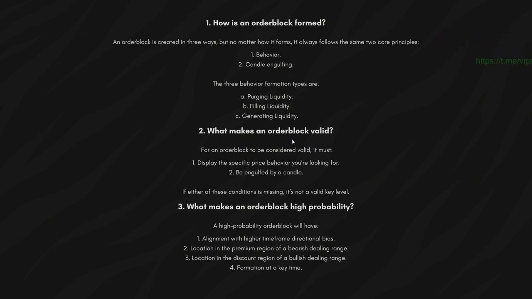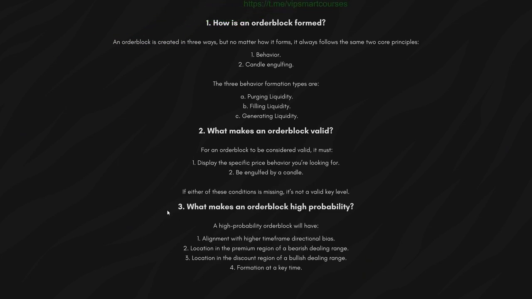Now this question is also pretty simple and it can be answered through what we just discussed. Okay, for an order block to be considered valid, it must first of all display the specific price behavior that we are looking for, which is one of these three behaviors. And number two, be engulfed by a candle, which means that if a candle or a group of candles show one of these three behaviors, and then that candle or those candles get engulfed, that leads to the formation of a valid order block. Okay, and if either of these conditions is missing, then that's not a valid key level or a valid order block.